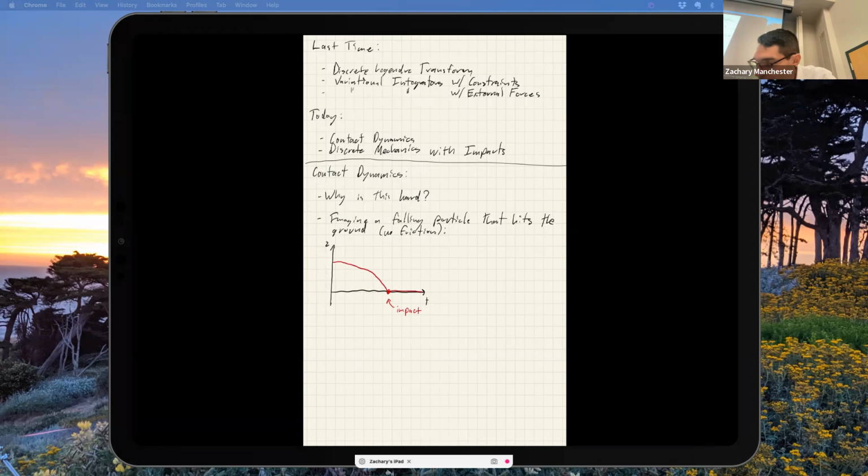Let's now plot the velocity in the same picture. So this is z dot versus t. Let's say it starts at rest. It's going to accelerate, so the slope of this line is minus 9.8. And then at this moment of impact, if we are assuming actual idealized rigid bodies, it's going to basically do that.